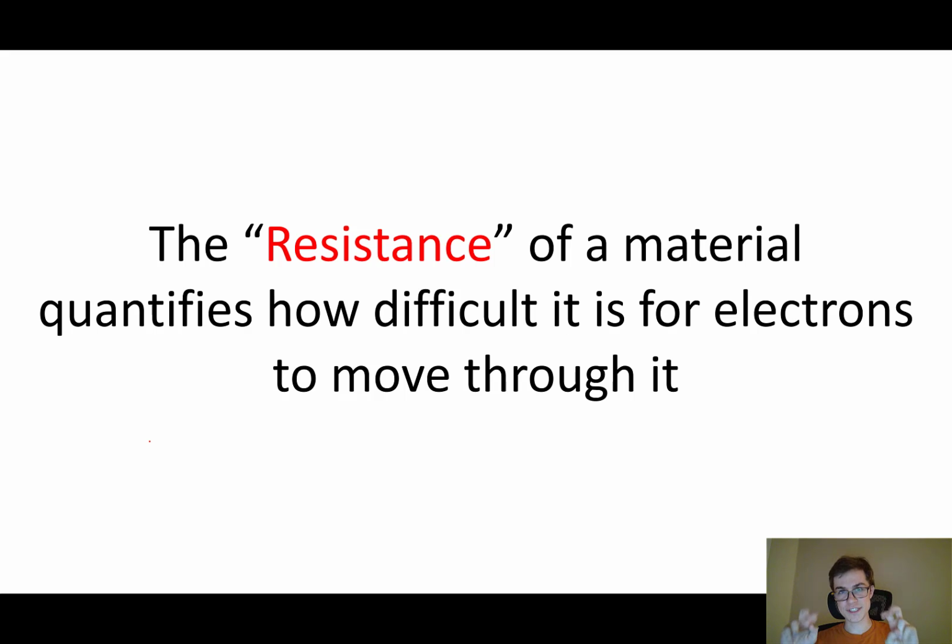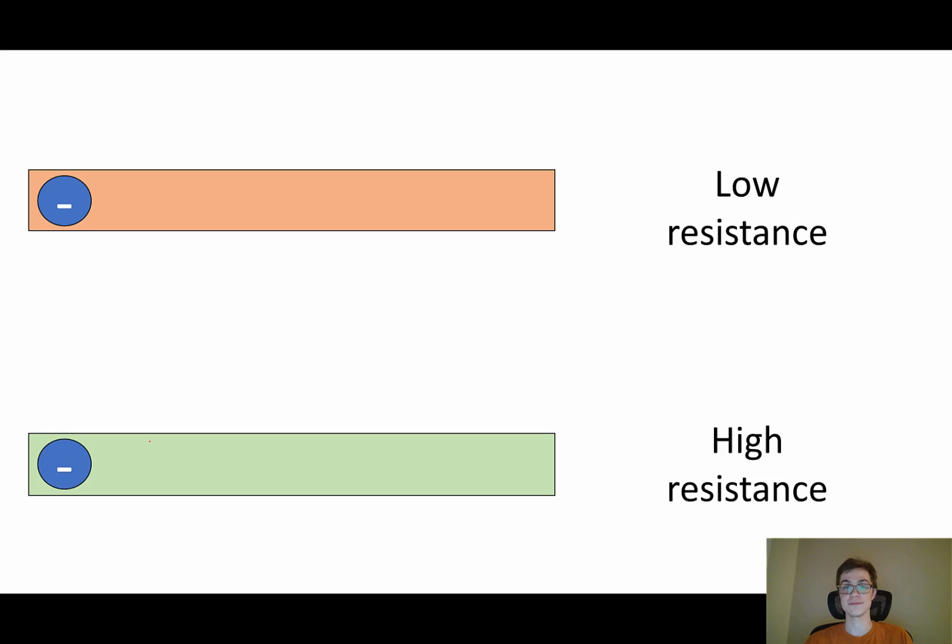The resistance of a certain material quantifies how difficult it is for electrons to move through it. If something has high resistance, that means it's hard for electrons to pass through, but if it has low resistance, then it's easy. So a high resistance would be like trying to run through a swamp, and low resistance would be like trying to run through a track.